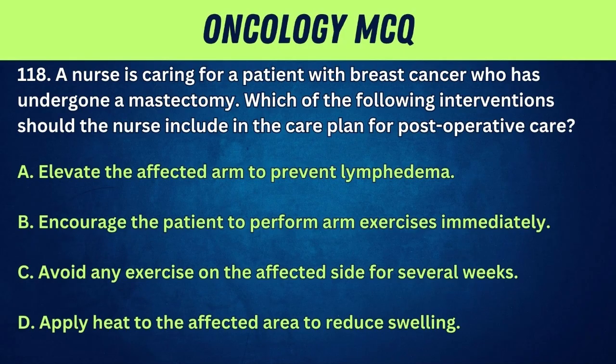118. A nurse is caring for a patient with breast cancer who has undergone a mastectomy. Which of the following interventions should the nurse include in the care plan for post-operative care? A. Elevate the affected arm to prevent lymphedema. B. Encourage the patient to perform arm exercises immediately. C. Avoid any exercise on the affected side for several weeks. D. Apply heat to the affected area to reduce swelling.